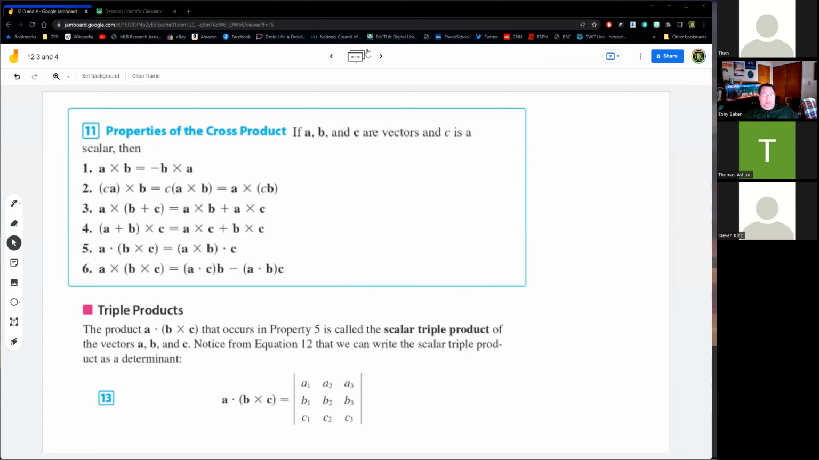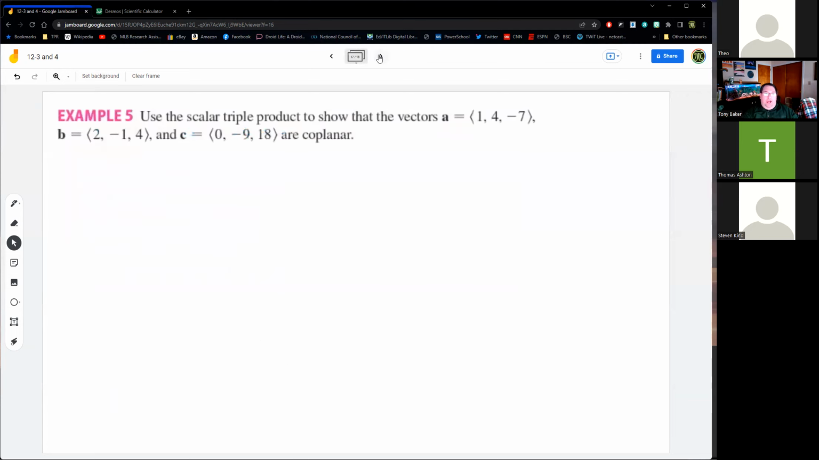All right, let's use the triple product. I'm going to use the scalar triple product to show that these three vectors are all coplanar. If three vectors are coplanar, when we figure them out, your scalar triple product will come out to be 0.